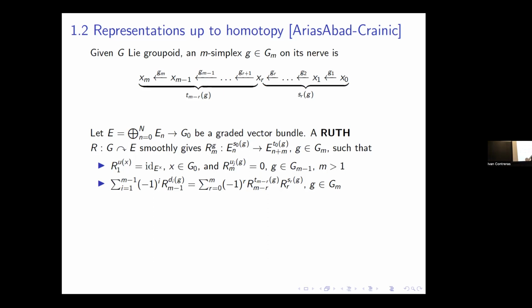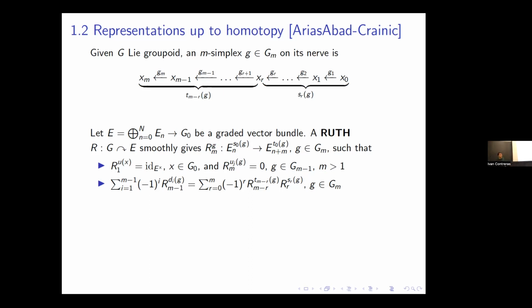But let me explain a bit how this R_m acts. You pick a vector v that is over x_0, in a certain E_n. Then you apply R_m, and it ends up over x_m, but it shifted the degree. It ends up in degree n plus m minus 1. There should be a minus 1 here. It's a typo, sorry.